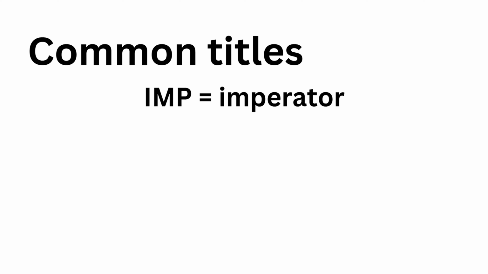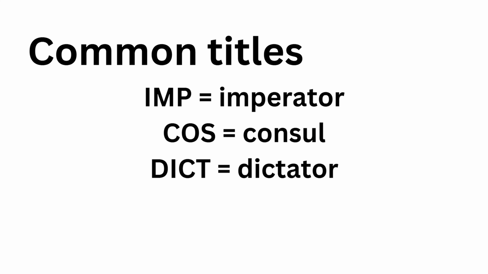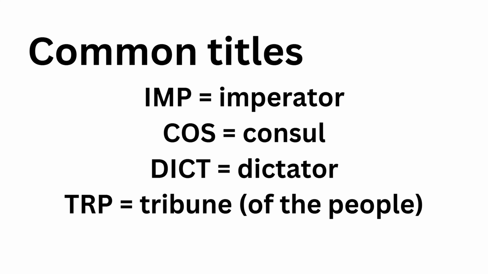Common titles you might see: IMP means imperator, that means general, someone who's good at the military, and that's where we get the word emperor from today. COS means consul, that's someone who is one of the top 2 leading politicians in Rome, kind of like a prime minister, but there's 2 of them. DICT means dictator, that's an extraordinary power that's only used in times of crisis, so don't expect to see that very much on coins. And TRP, that means tribune of the people, so the TR is tribune, and then the P means potestas, and that means the power of the tribunate.